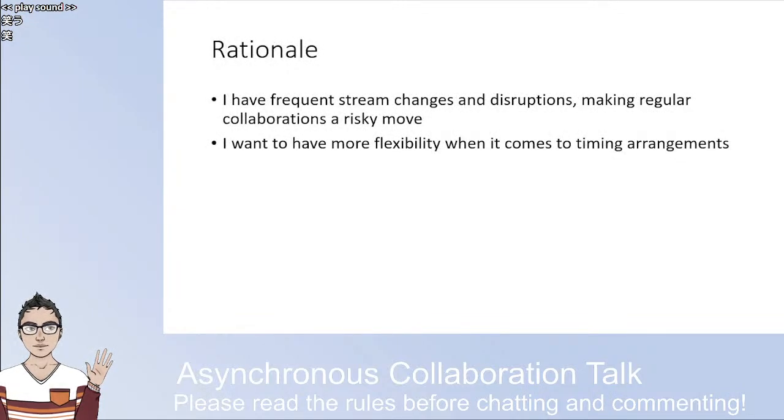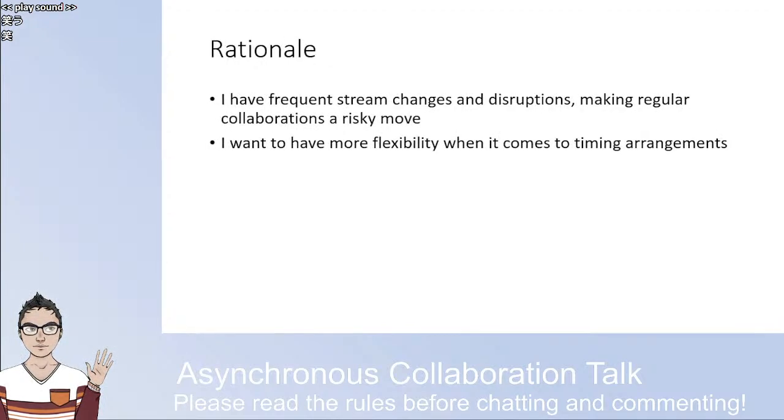And why I'm doing this: my Twitter followers and my subscribers would know I tend to have frequent stream changes, disruptions and delays. So this makes regular collaborations a risky move, since you can't really afford to pull out or get late in regular collabs. So having asynchronous collaborations will greatly reduce the problems when such things happen.